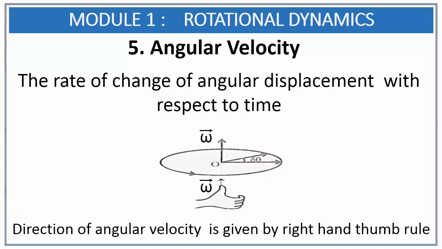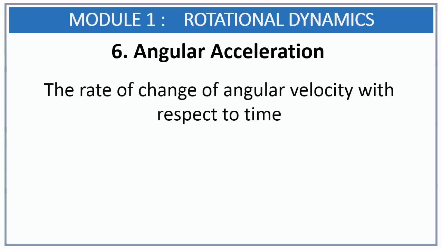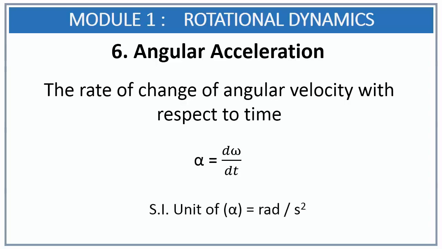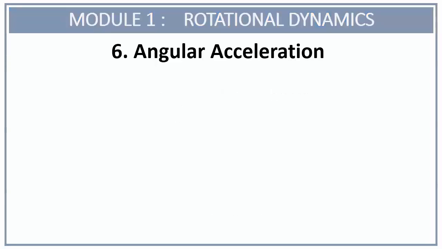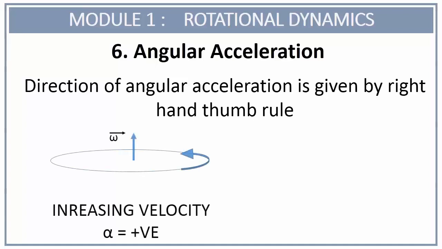The next point, angular acceleration. The rate of change of angular velocity with respect to time is called angular acceleration. It is denoted by alpha and the formula is d omega upon dt. The SI unit of angular acceleration is radian per second square. The direction of angular acceleration is also given by right hand thumb rule. But then there are two different cases that we need to discuss now.